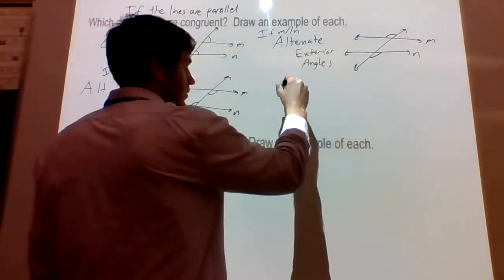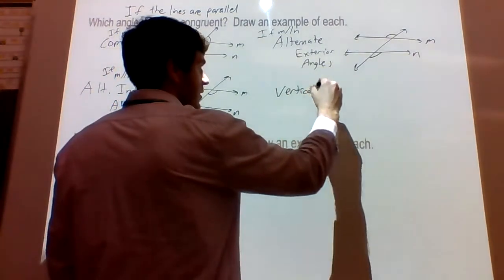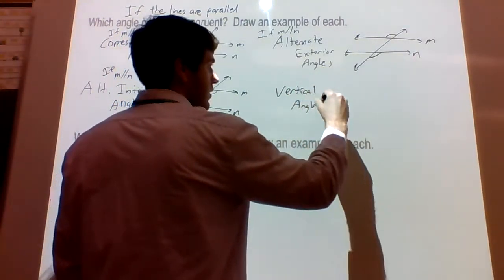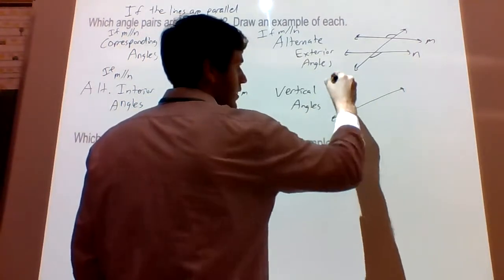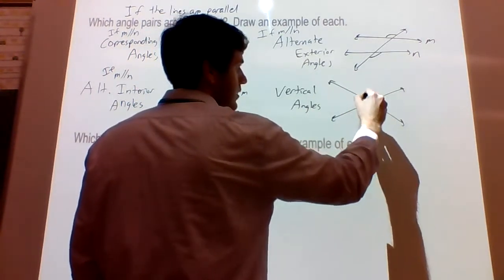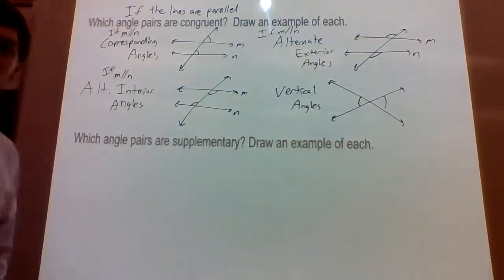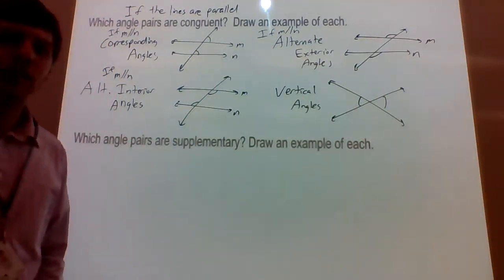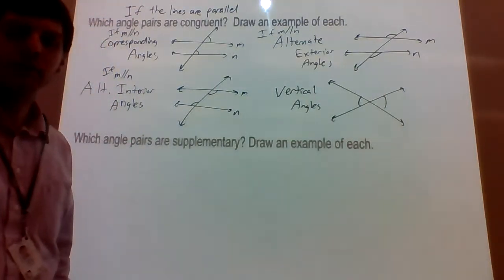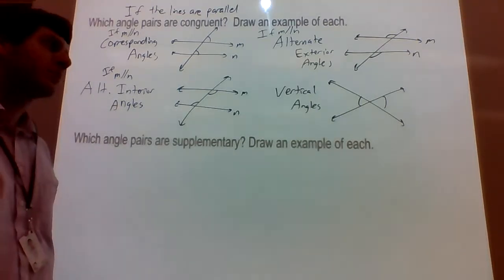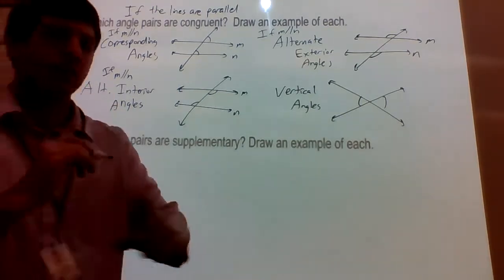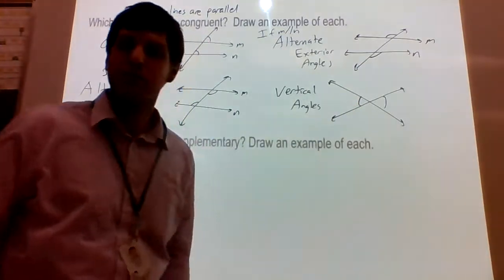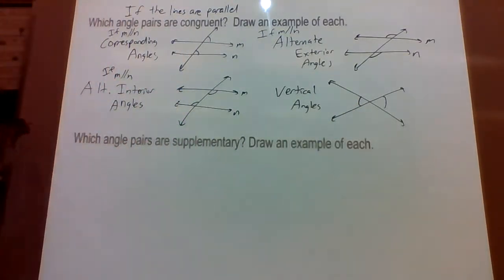Then the last one we have are vertical angles. Okay, if we want to draw them, again, two lines intersecting, it's kind of like the opposite sides. More formally, it's the angles formed by two pairs of opposite rays. We want to just think of it as an X, and then you want to go opposite sides of the X. Okay, which angle pairs are supplementary?